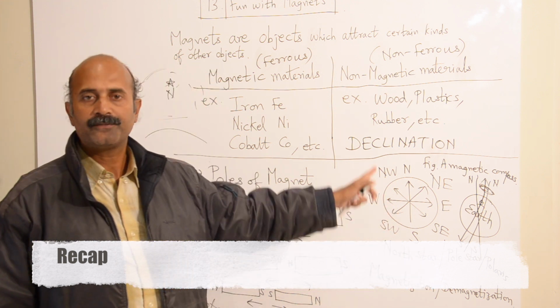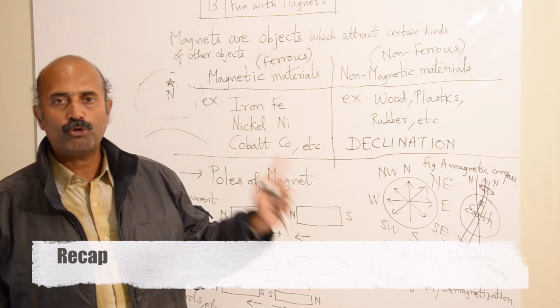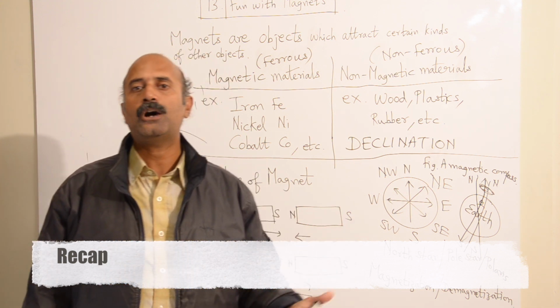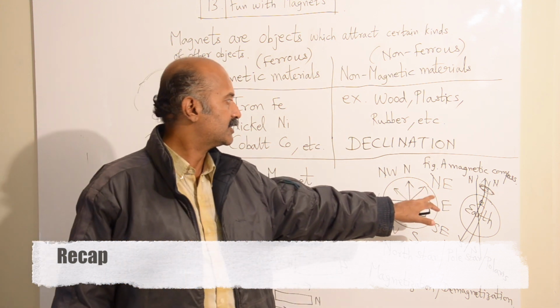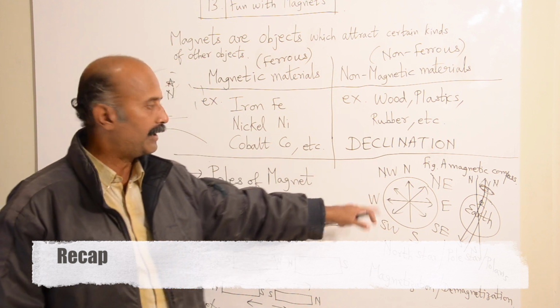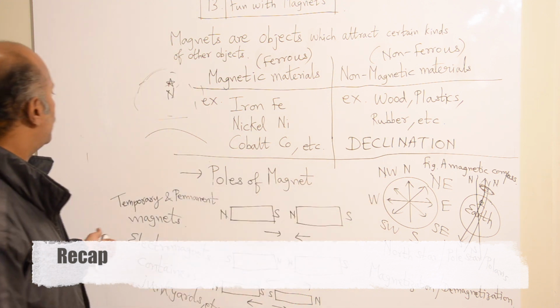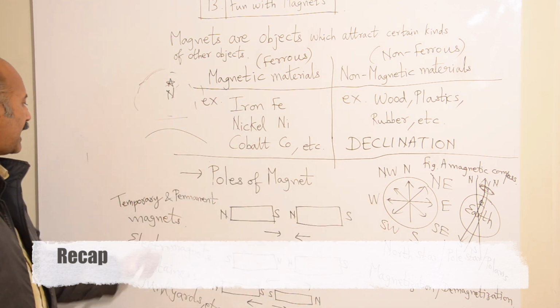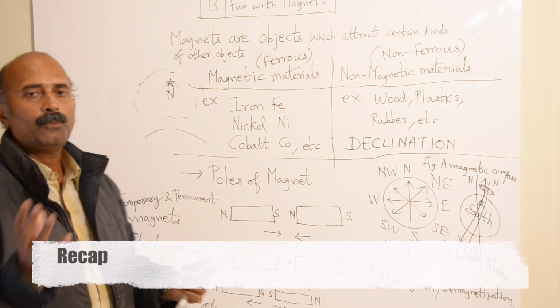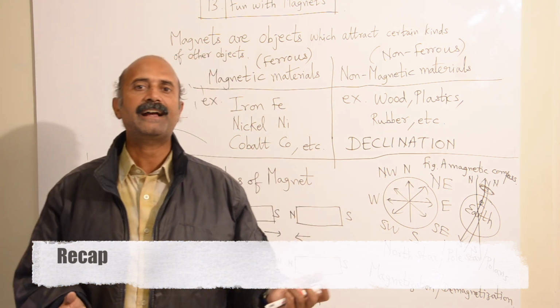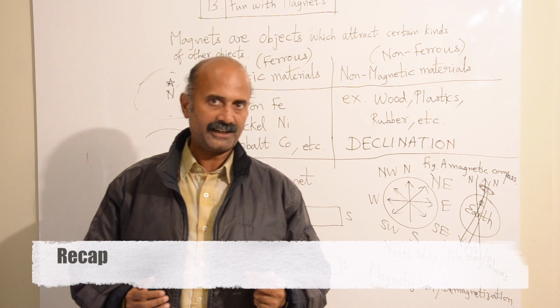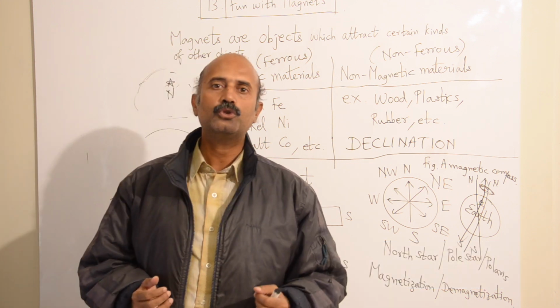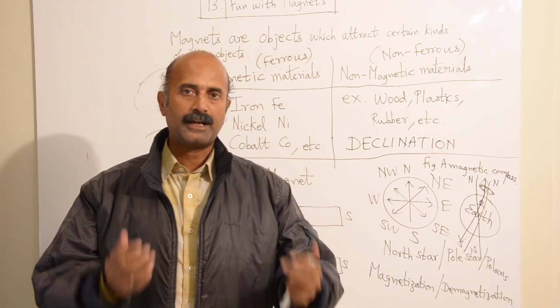We discussed the 8 directions: the 4 cardinal directions, north, east, west, and south, and the 4 other directions, northeast, southeast, southwest, and northwest. And finally, we wrapped up by discussing temporary and permanent magnets, and the applications of permanent magnets and temporary electromagnets.